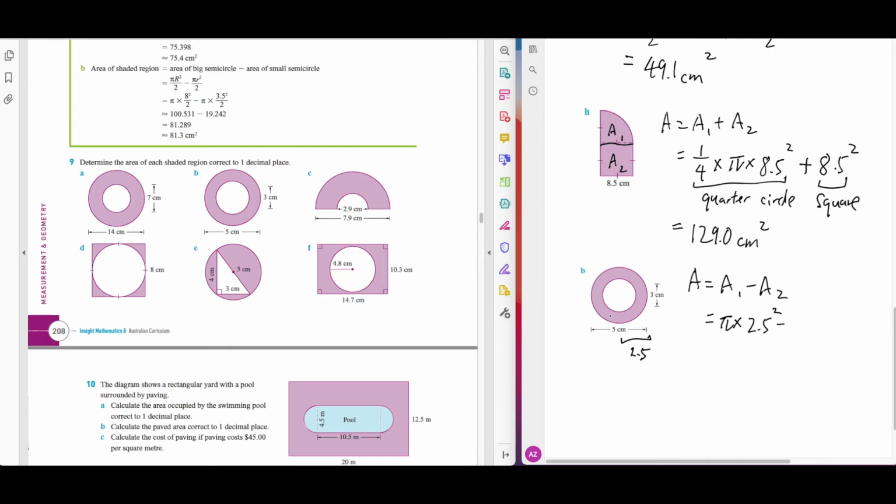Take away the area of the smaller circle, which is pi times the radius of the smaller circle, and that's going to be what? This length here, right? So this is going to be half of 3, which is 1.5. So this is the big circle, and this is the area of the small circle. And basically just type this up into your calculator and you have your answer.